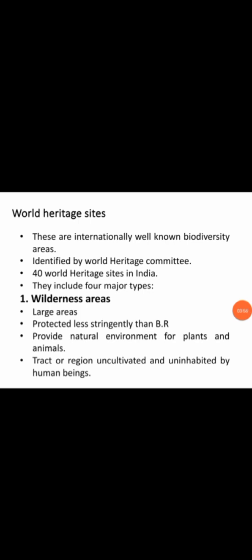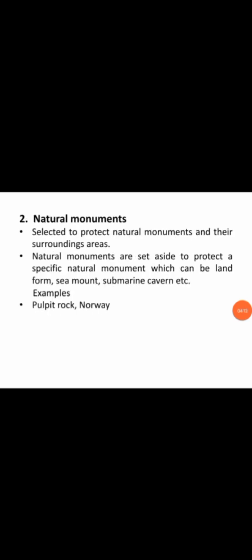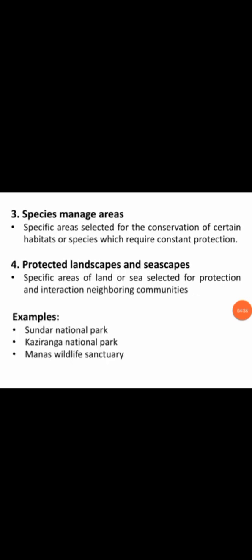These are large areas and they are protected less stringently than biosphere reserves. Here also they provide a natural environment for plants and animals. So we can say that it's a tract or region uncultivated and uninhabited by human beings. Next is natural monuments. Natural monuments are selected to protect natural monuments and their surrounding areas. They are set aside to protect a specific natural monument which can be a landform, seamount, submarine cavern, etc. An example is Pulpit Rock in Norway.